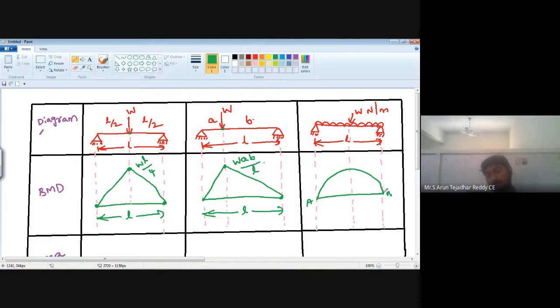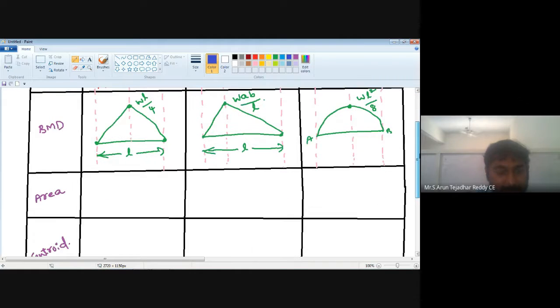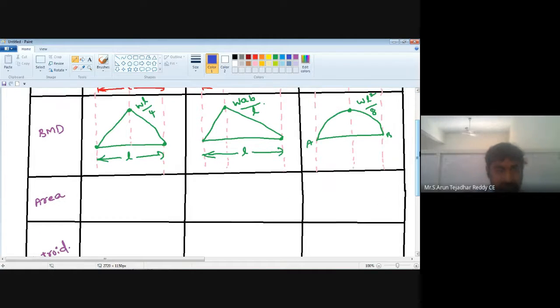So this is your parabolic shape, and the maximum height here is WL square by 8. So these three are the main important bending moment diagrams. Now, what about the areas here?